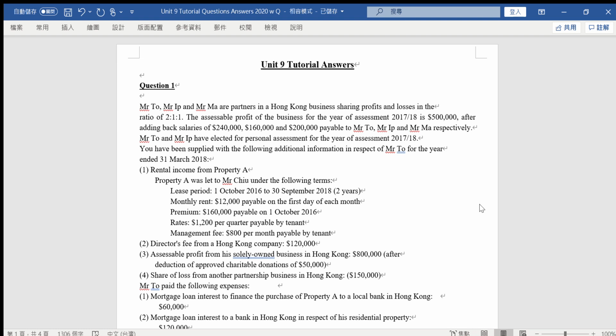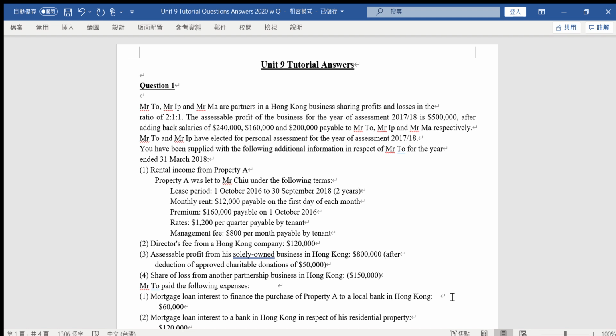Good afternoon. This is the online tutorial class, and there is a discussion on the Unit 9 Personal Assessment tutorial questions. Now we look at the first question, and that is about Mr. To, Yip, Ma. These three persons are the partners of a company. They share the profit and loss in the ratio of 2 to 1 to 1.